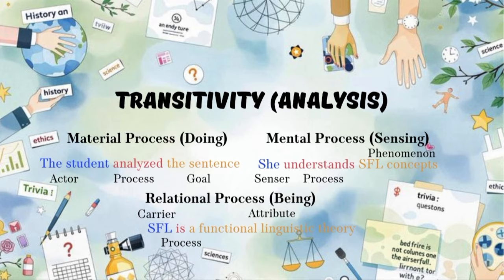First, material process, which represents actions or events, such as the student analyzed the sentence. Second, mental process, which represents sensing, thinking, or feeling, such as she understands SFL concepts. And third, relational process, which represents being or having, such as SFL is a functional linguistic theory.